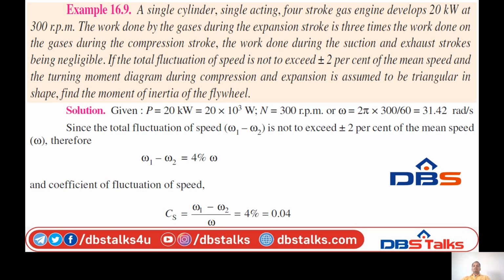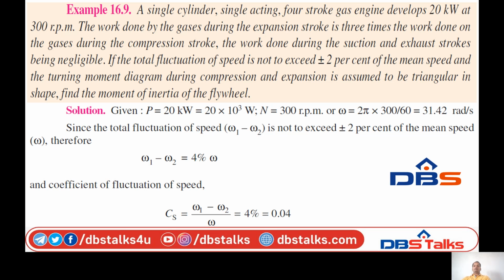If the total fluctuation of speed is not to exceed plus or minus 2% of the mean speed and the turning moment diagram during the compression and expansion stroke is assumed to be triangular in shape, find the moment of inertia of the flywheel. So here the profile of the turning moment diagram is a triangular shape. One thing is clear. And one more thing is the total fluctuation of speed is not to exceed plus or minus 2% of the mean speed.